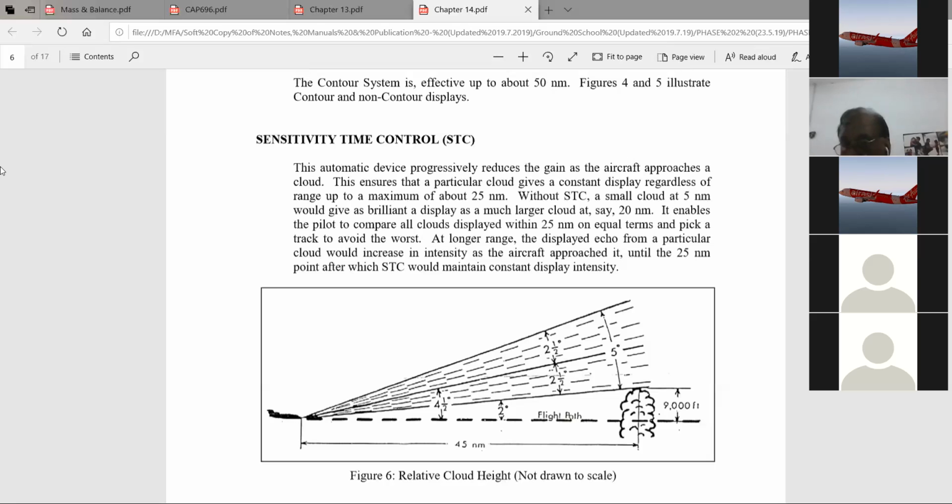So, is the actual tilt 1 degree? It is 1, but -1. Exactly. -1 multiplied by 120 divided by 60. That means the height of the top of the cloud is lower than your aircraft. Okay, sir.